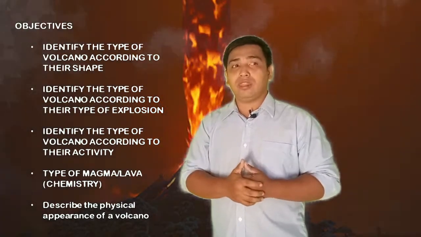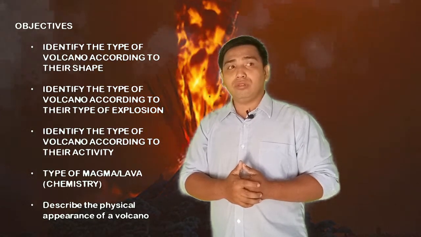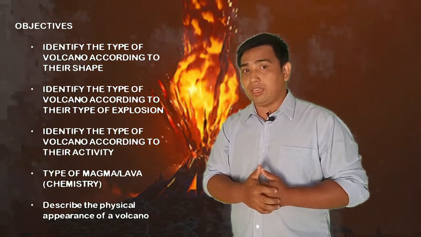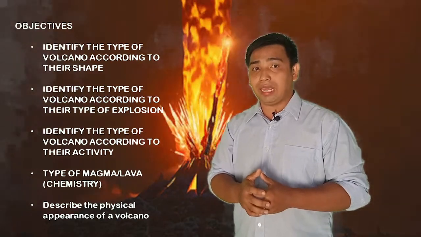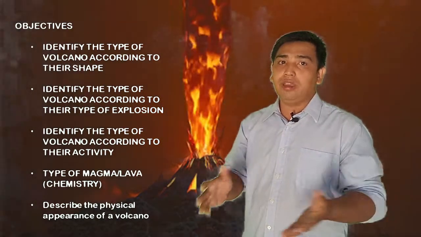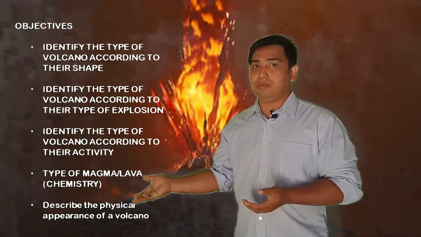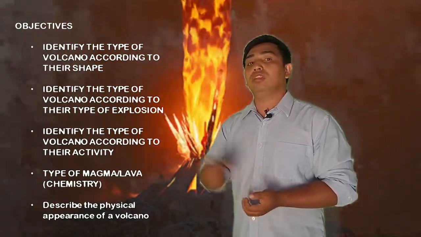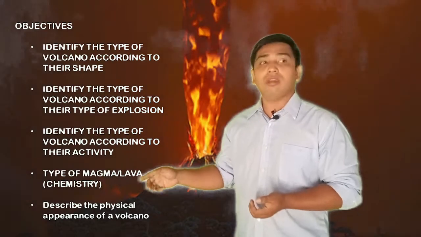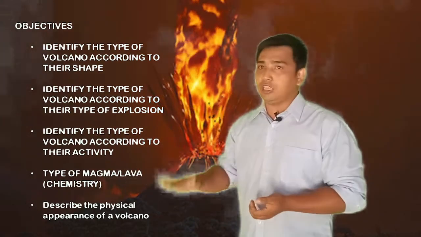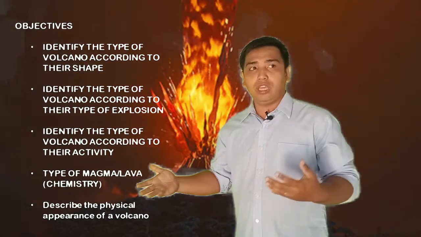The most important thing to be able to do is to identify the type of magma that is present inside the magma chamber. Basically about the chemical composition. We are talking about the chemistry. And be able to describe the physical appearance of every volcano. Are they short? Are they tall? Are they wide? How do they look like?